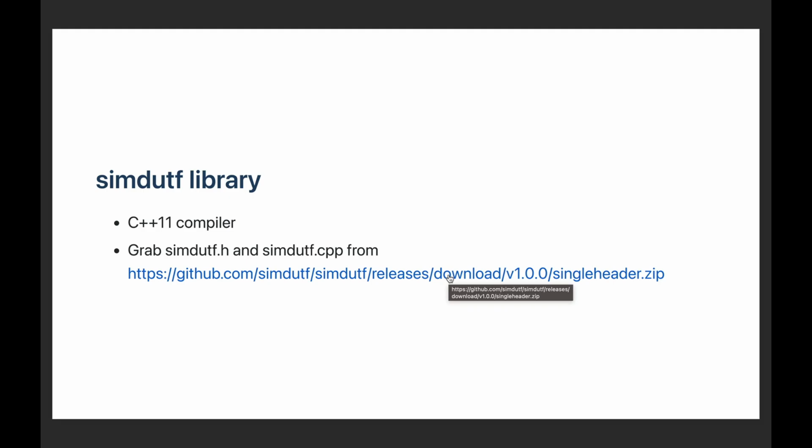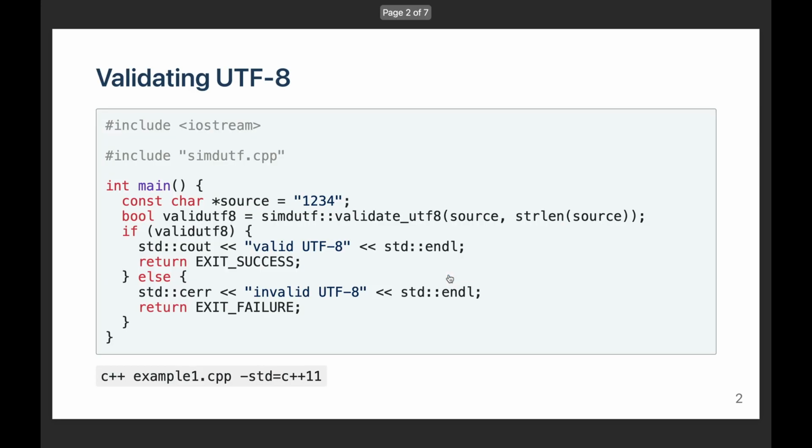To use our simdutf library, you need a recent compiler supporting the C++11 standard. Most C++ compilers today do support the C++11 standard, so you should be okay. Next, you need to grab the code from the library. You can take the simdutf.h and simdutf.cpp files from our recent release, for example. You can then drop these files into your project and you're ready to go.